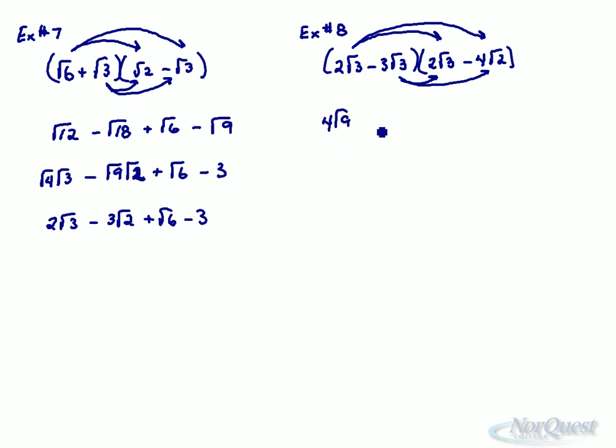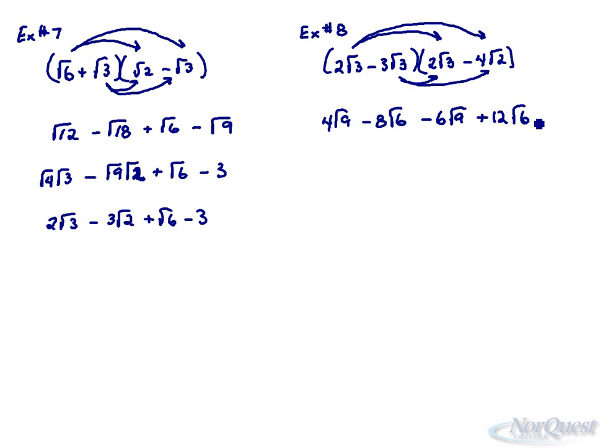2 times negative 4 gives you negative 8. Root 3 times root 2 is root 6. Negative 3 times 2 gives you minus 6. Root 3 times root 3 gives you root 9, or again, you probably might be simplifying that already. And 3 times 4 gives you positive 12. Root 3 times root 2 is root 6.